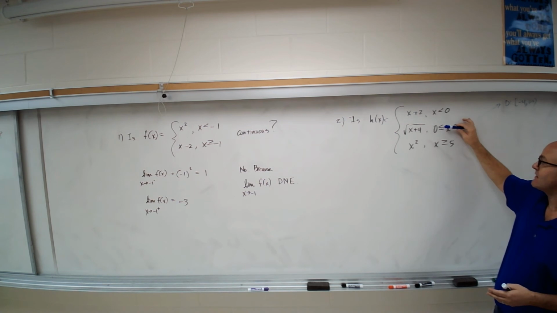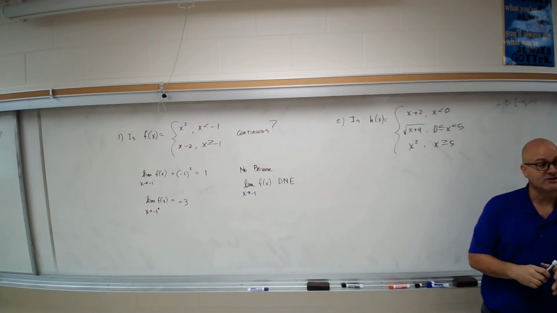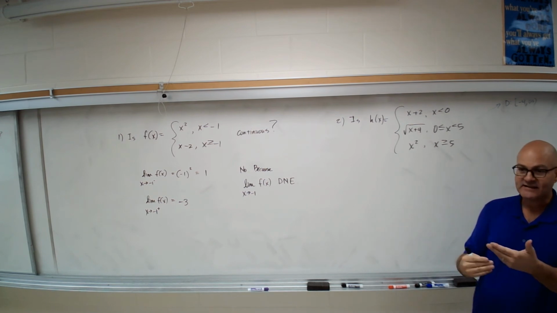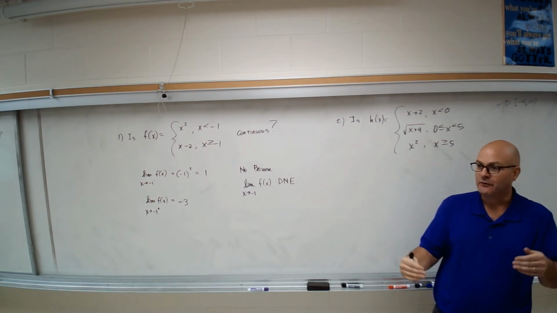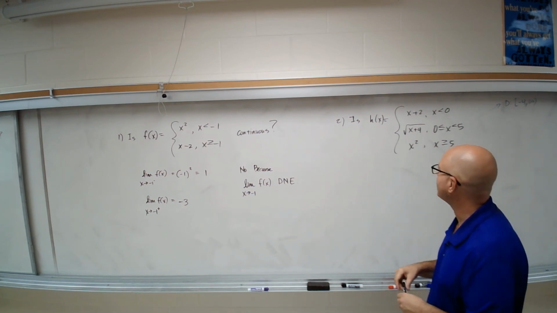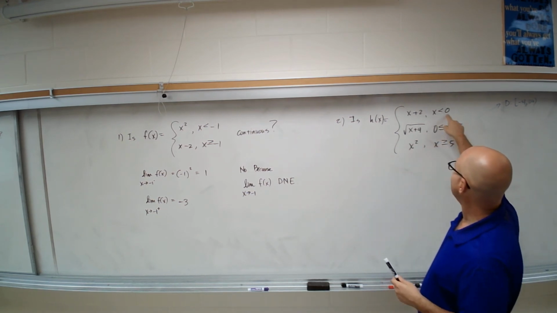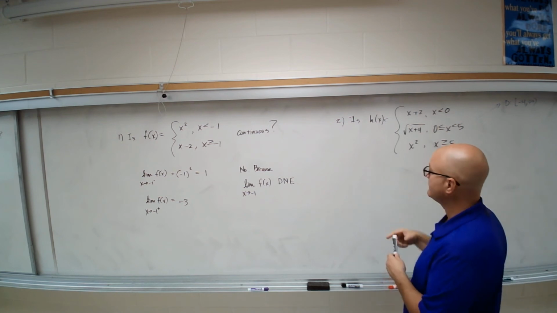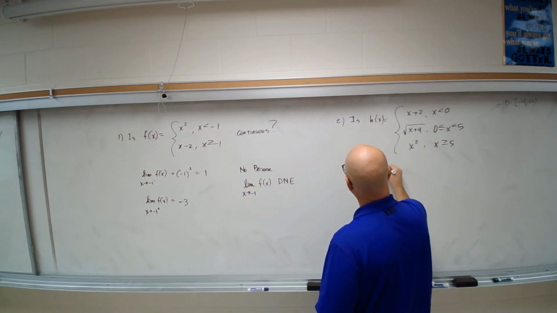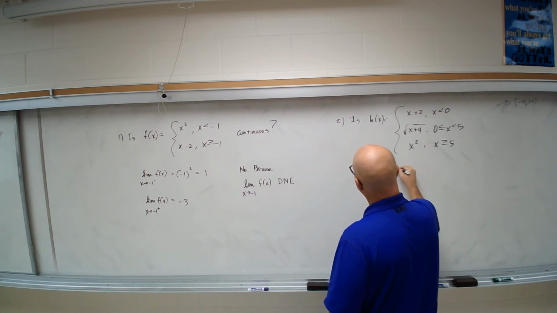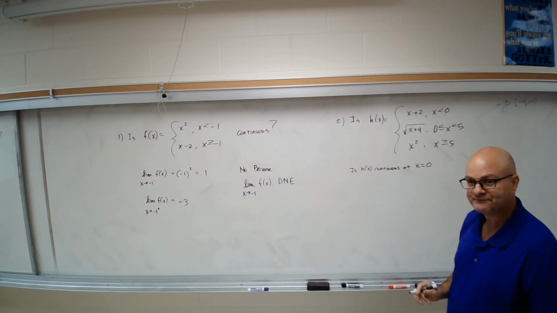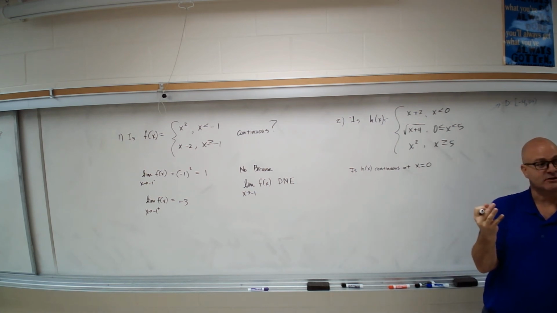So as it looks, all 3 pieces are continuous on their own, so we have to check where the pieces meet. It could be a jump discontinuity or all kinds, lots of stuff could happen. So to do this, the first place I'm going to check is at 0. So is h of x continuous at x equals 0?